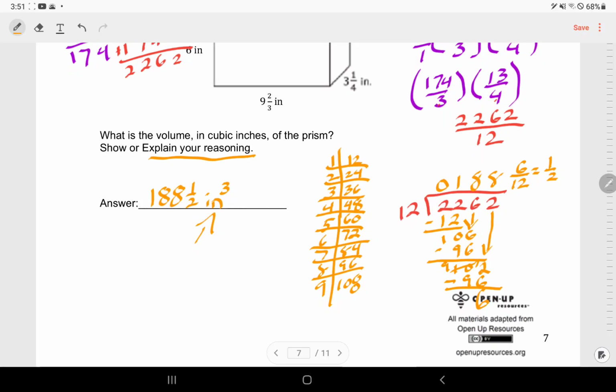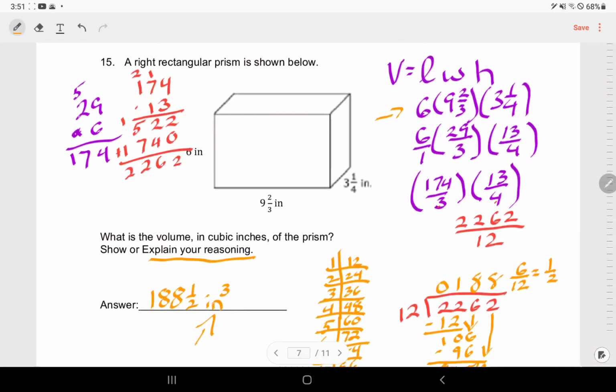Okay? But you need to do that. Don't just skip it. That's wasted points.